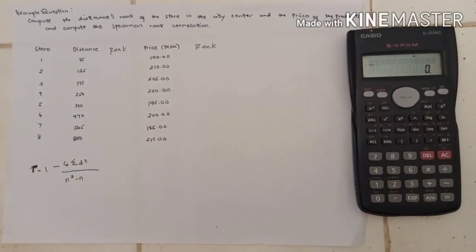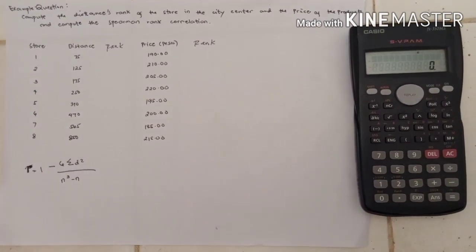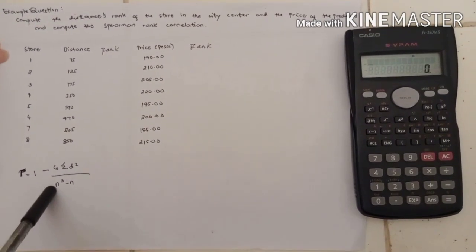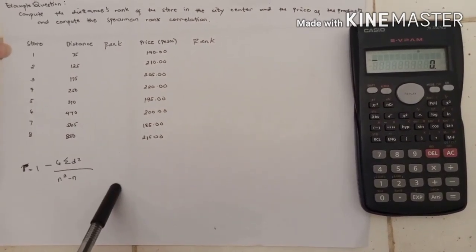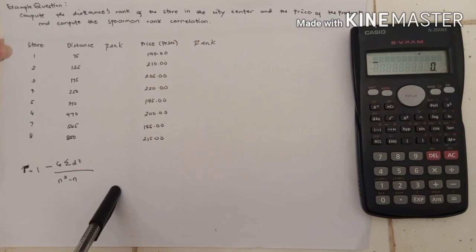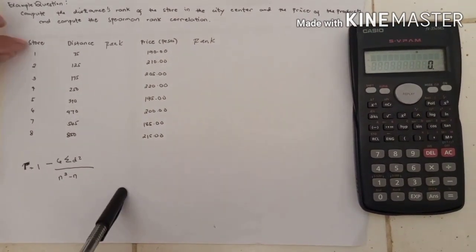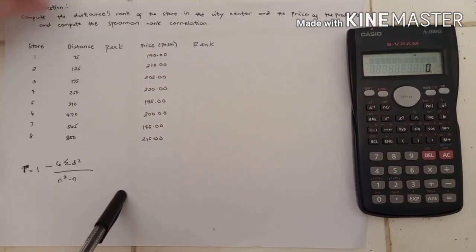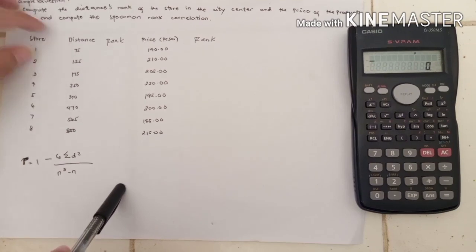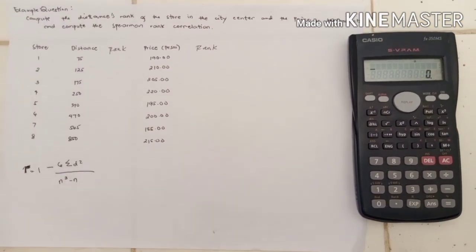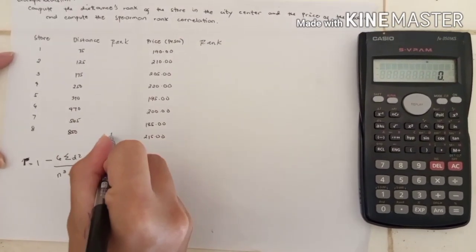Let's proceed to the formula for computing the Spearman rank correlation, which is rho equals 1 minus 6 summation of D squared over n cubed minus n. D in the formula represents the difference. Before we compute the difference, we have to find the rank. In distance, the highest distance will be rank 1. The highest distance in the column is 850, so this is rank 1.